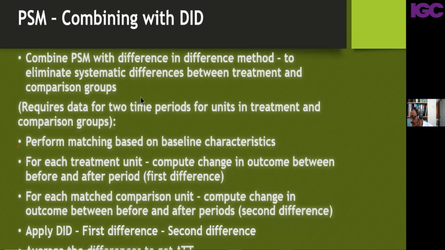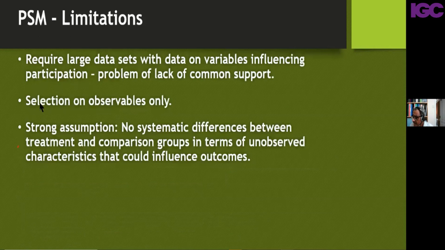Now, the main limitations of propensity score matching: firstly, you require large data sets with data on variables influencing participation. And one problem sometimes which comes when you do these estimations is that the area of common support may be very, very small. If the area of common support between the treated and the untreated groups is very narrow, then the analysis does not work.